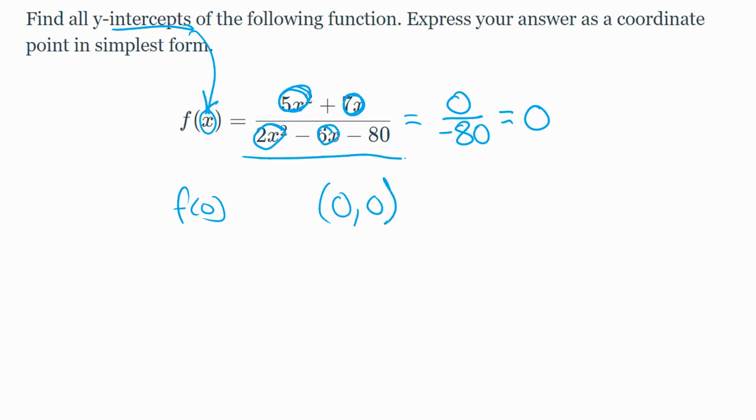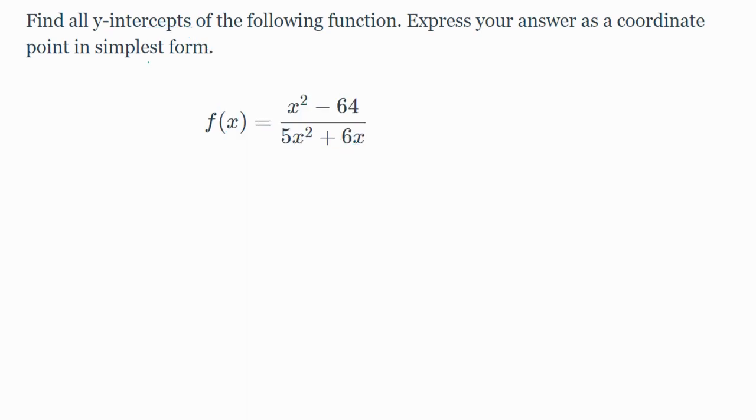This particular function has a y-intercept where the x-intercept is at 0, 0. On this rational function, the y-intercept will be the result of us plugging in 0. So we're just getting used to the process here. We just plug in 0 in every location where there's an x.